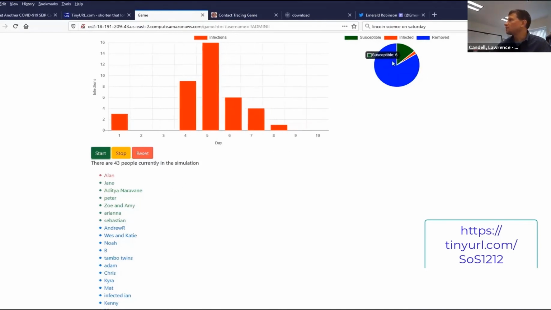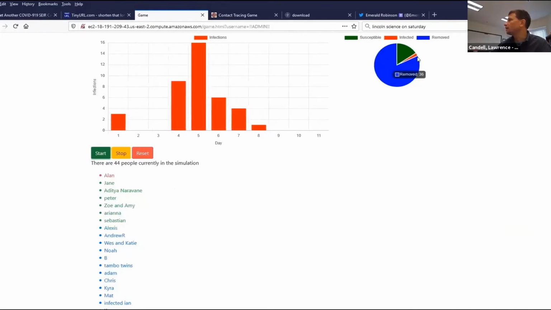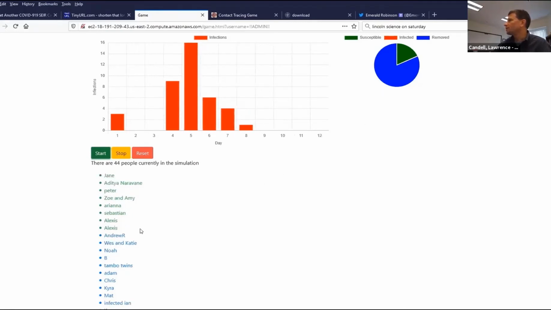So the other thing that you see is this pie chart, and this shows you that there are some people that actually didn't get it. So many of the people have already had it. They're called removed. There's only one person left that's infected, that's Alan. He could infect someone else if he pushes his button. And now there's no one else who was infected. The 2 people that he infected had already had it.